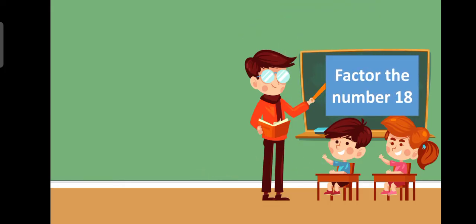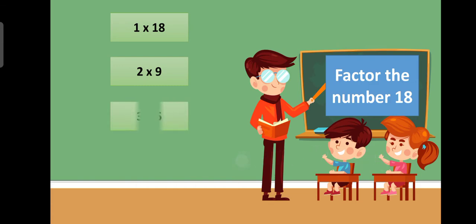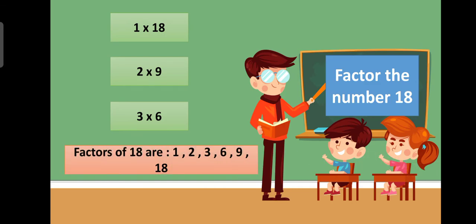Okay, the factors of 18. We will search in table 1, 1 by 18. Or we can switch them, 18 by 1. Or 2 by 9. Or switch them, 9 by 2. We said before we didn't repeat any factors. 3 by 6 in table 3. Or 6 by 3 in table 6. So the factors of 18 are 1, 2, 3, 6, 9, and 18.